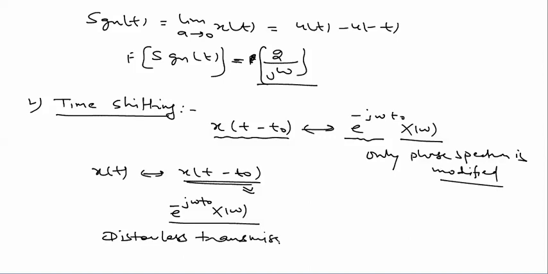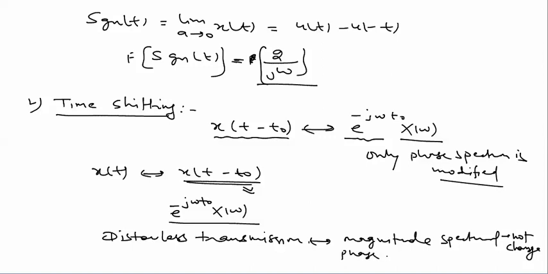For distortion-less transmission, the magnitude spectra is unchanged and the phase spectra is linearly varying.